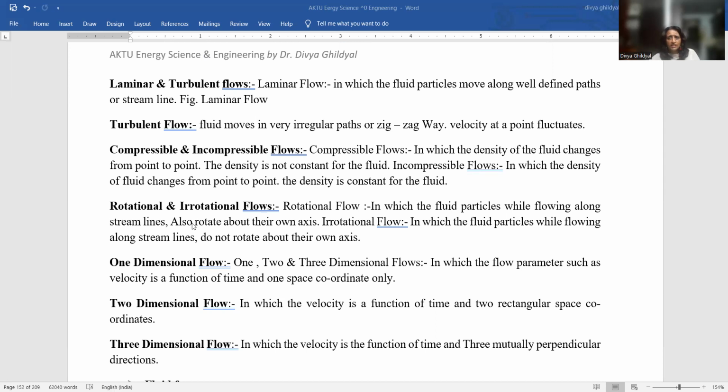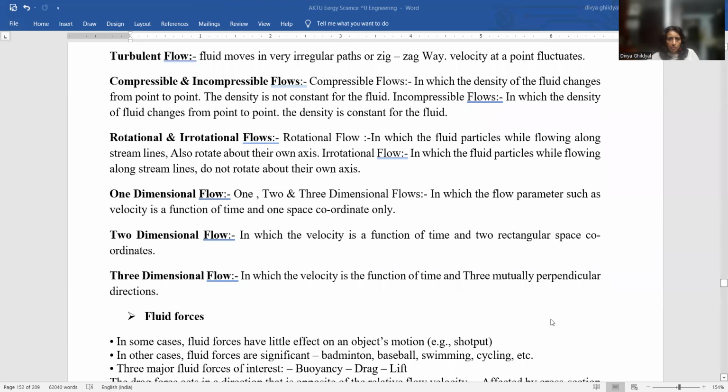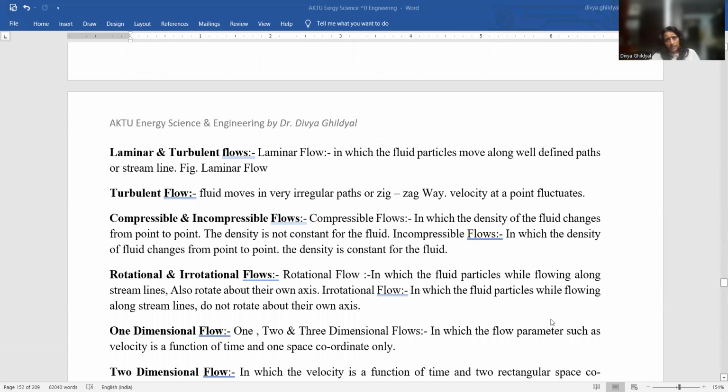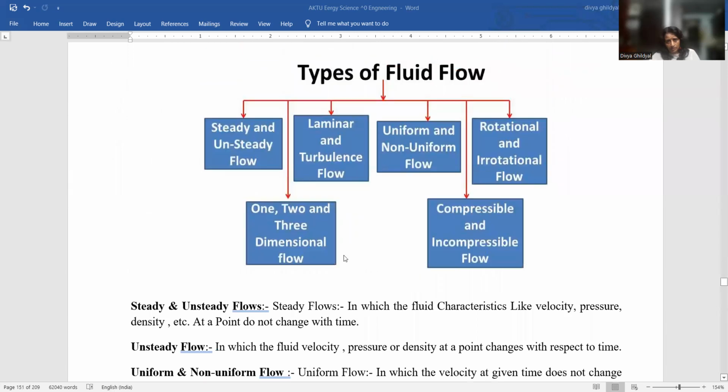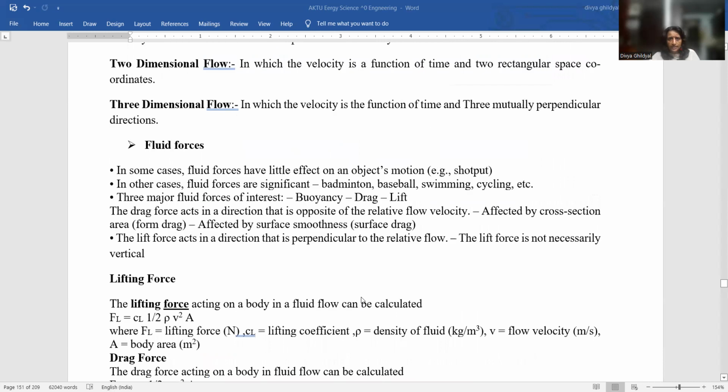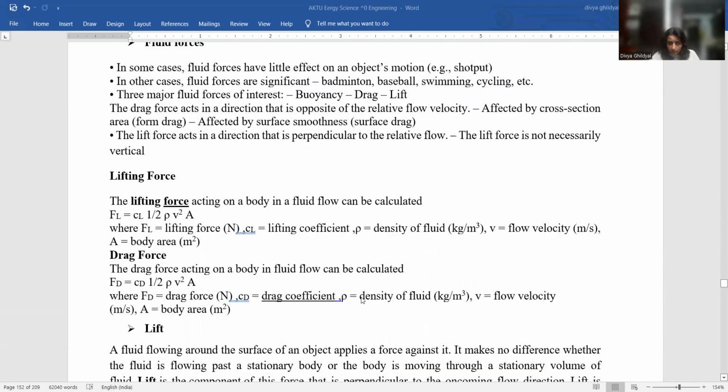One dimensional, such as velocity, water flowing through a single directional pipe. Two dimensional, where you have just spread the water, in which the velocity becomes a function of time and two rectangular space coordinates. And when it is taking three mutually perpendicular directions, then it is three-dimensional flow. This is a big demarcation. You can accordingly see how many marks the question is and then write your answer.